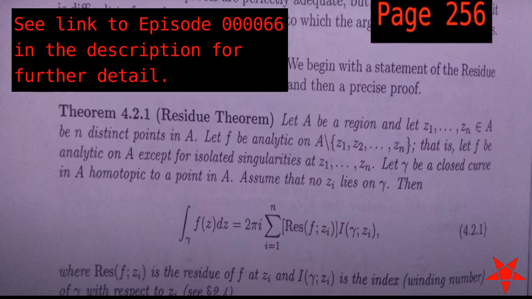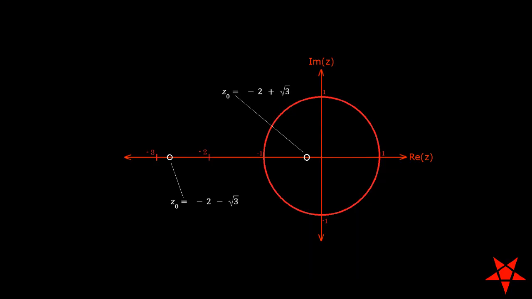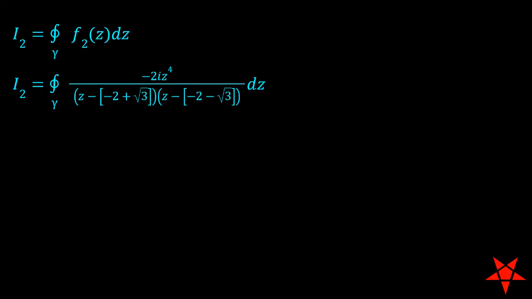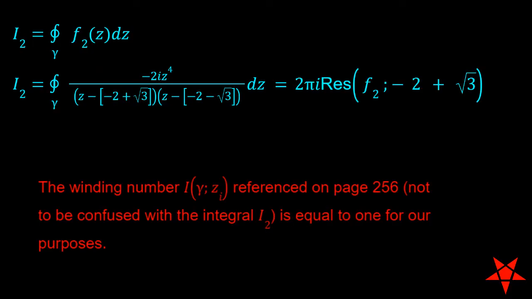The residue theorem, described on page 256, tells us that the integral shown here equals 2 pi i times the sum of the residues of the singularities located inside of the closed loop being integrated upon. In our case, it's the unit circle. Since there is only one singularity meeting this criterion, the expression referenced on page 256, along with the integral I2, becomes the residue of f2 at z equals negative 2 plus root 3, and its winding number, referenced on page 256, becomes 1 because we are assuming a counterclockwise path about the unit circle.